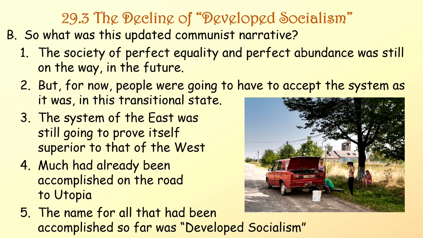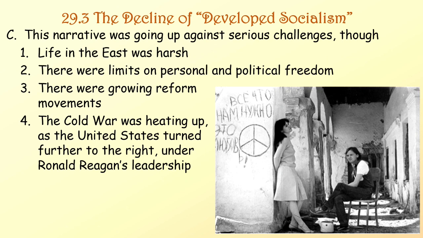So what was this updated communist narrative? The society of perfect equality and perfect abundance was still on the way, just in the future. But for now, people were going to have to accept the system as it was in this transitional state. The system of the East was still going to have to prove itself superior to that of the West. Much had already been accomplished on the road to utopia, and the name for all that had been accomplished so far was developed socialism.